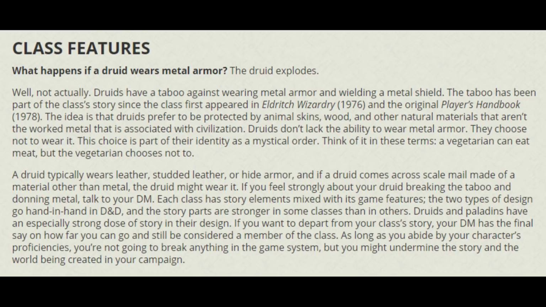So as a practical optimizer, I just make the assumption that I cannot wear metal armor. But a theoretical optimizer will look at it like this: if I can get my DM to go along with this, because the designers have said specifically that you don't necessarily have to not wear metal armor, then I can make a more powerful interaction.